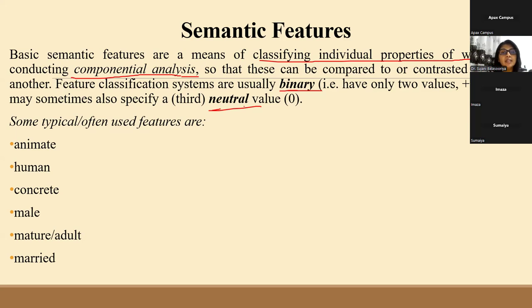Sometimes there will be a third value, zero, neutral value also. Yeah, can be neutral value. Usually we have plus or minus, sometimes zero. Zero means we talk about, actually we don't relate it, right? We never talk about whether that characteristic is available or not. It is not relevant at all. In that sense, we say neutral value indicated by zero, right? These are some typical semantic features that are available in words, right? Typical, commonly used semantic features like animate, human, concrete, male, mature or adult, right? Instead of mature, we can say adult or use adult and married. These are some of the common semantic features.